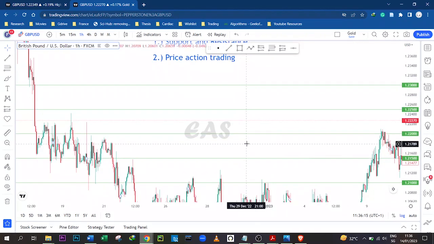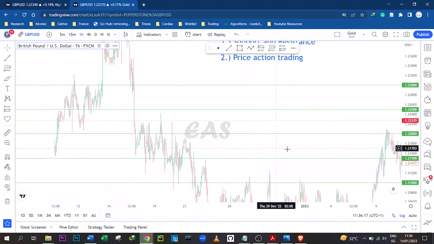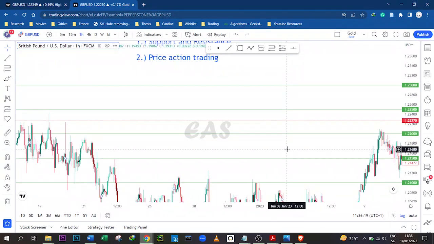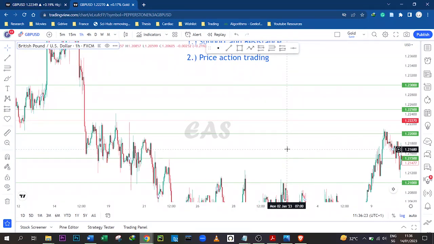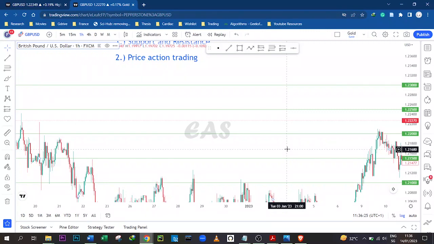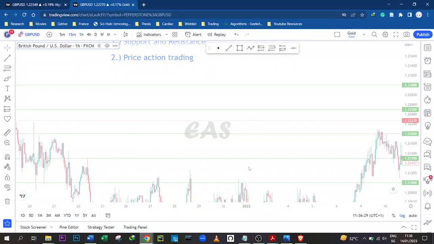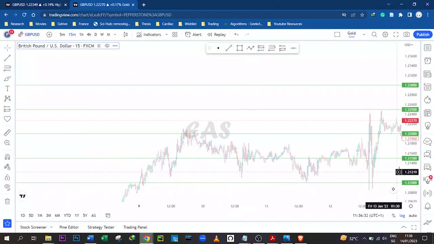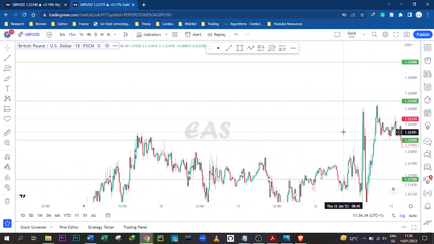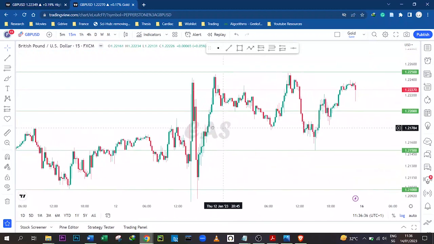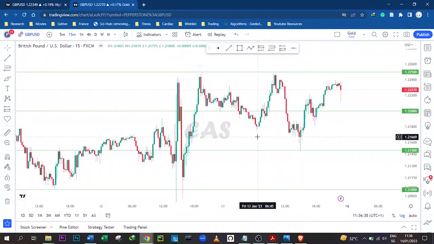So how do I employ this, or how do you employ this? As a day trader, I like to use my 1 hour time frame to get those key levels, because to a large extent it helps. Although you can also come to the 15 minute time frame to get that level. Both work, depending on which time frame you want to use to trade.